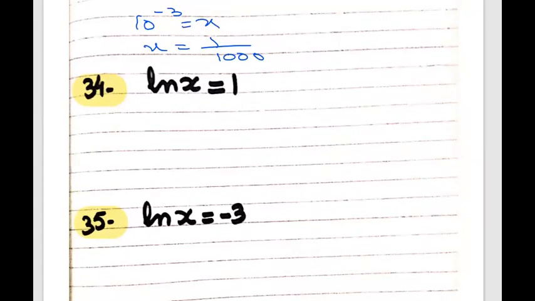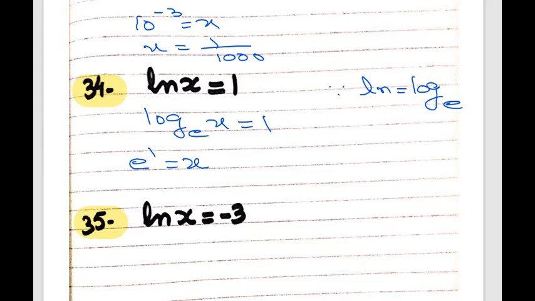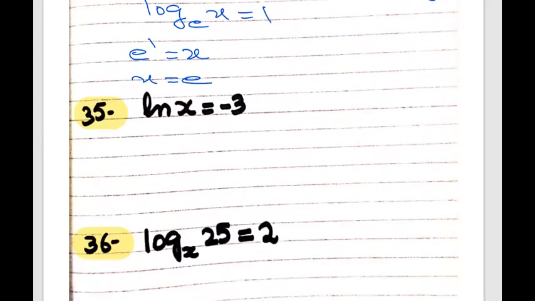Okay, ln, we can write ln as log with base e. So we place the value of ln over here, and this will be equal to this. Now we easily convert this logarithmic form into exponential form, which is e raised to power 1 equal to x. So x is basically e. Now the next question is again the same. You can solve this question by yourself.